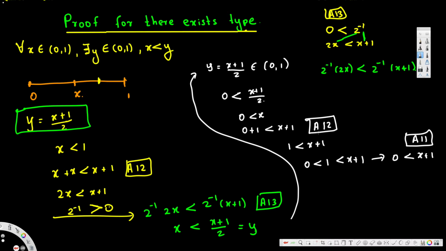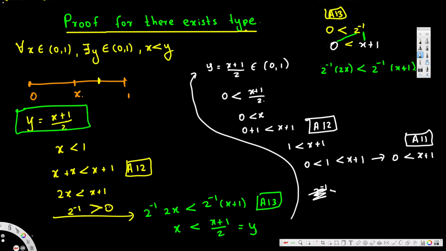Now the next thing is, again we are going to use axiom number 13. We know that 2 inverse is greater than 0, and we have this one, 0 is less than x plus 1. So first we multiply this one by 2 to the power minus 1.